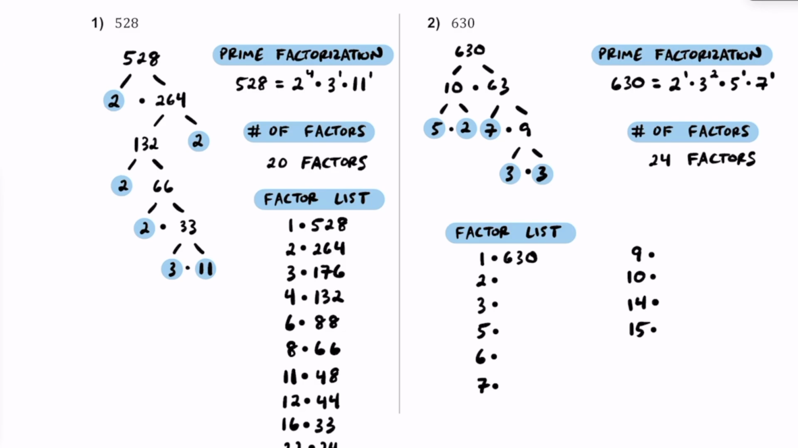Let's see, 16, no, 17, no, 18. I think we have 18 on here actually, right? 18 comes from 3, 3, and 2. 19, no, and 20, no. 21, I think 21 is we're going to go with because we have a 7 and a 3.